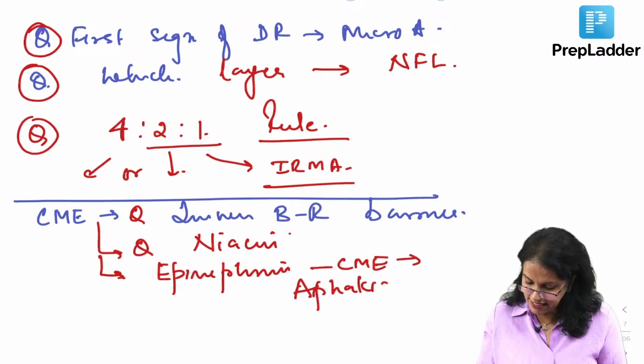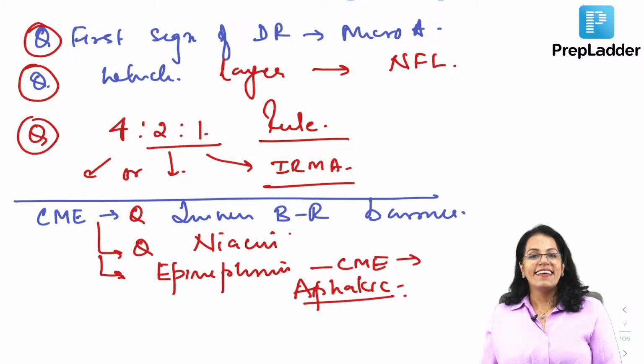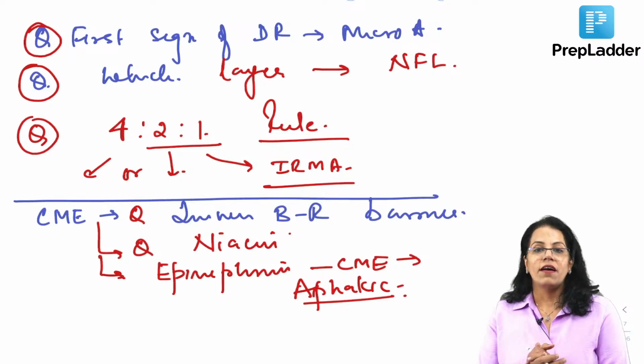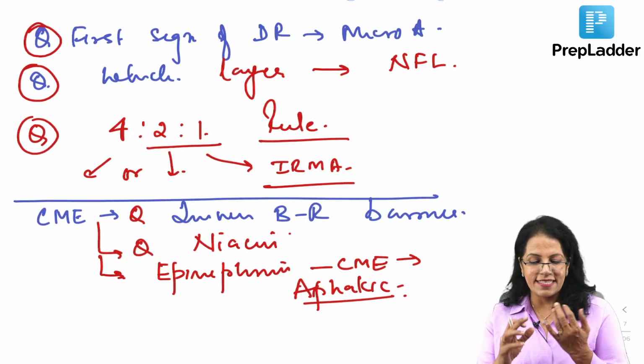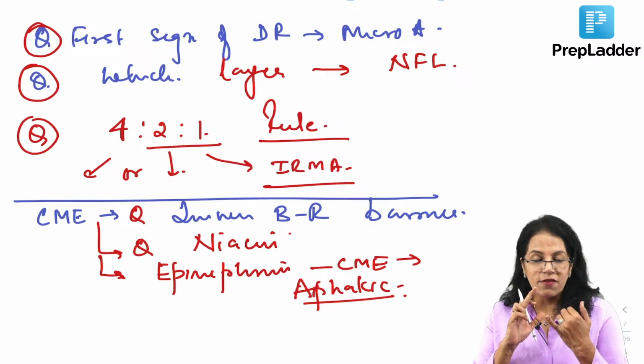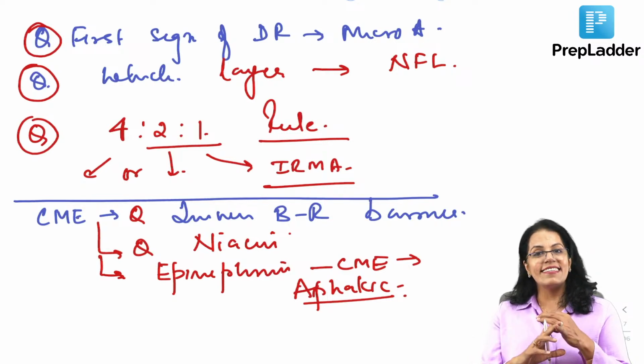So I have just quickly discussed all the questions around CME, and of course, CSR you all know. Verbally I am going to discuss this very quickly. CSR is breaking of the outer blood retinal barrier, isn't it? What else?